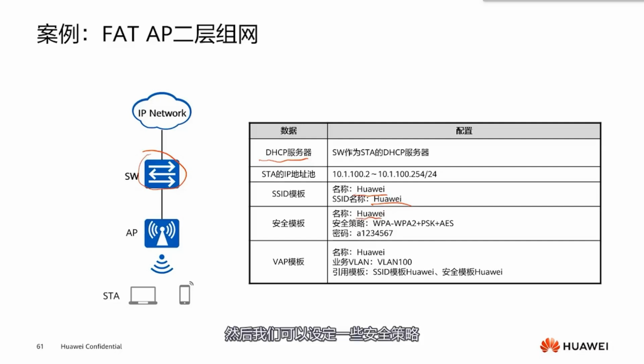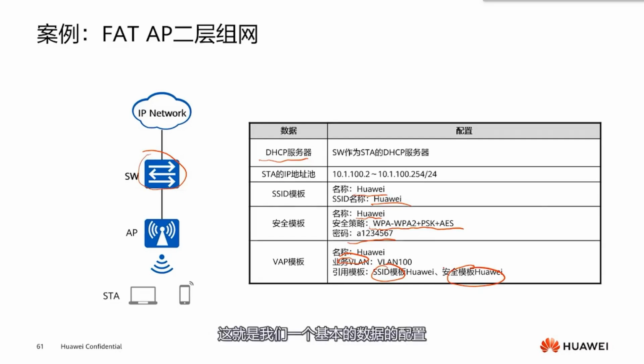Then we can use some security strategies. These strategies will be explained in our later lessons, and then set a password. After setting the SSID and security template, we need to set up the VAP template. Remember, the VAP template includes three things: a service VLAN, an SSID template, and a security template. These three templates must be configured within our VAP template.